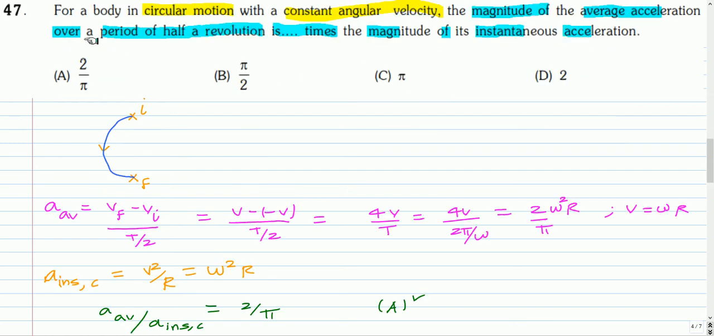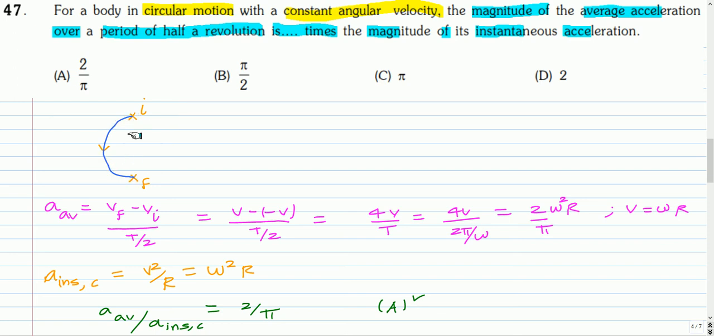This is the next question. For a body in circular motion with constant angular velocity, the magnitude of average acceleration over a period of half of a revolution is dash times the magnitude of instantaneous acceleration. So this is a body moving along a circular path. Let the initial point be here and the final point be here. So it's moving in a semicircle.